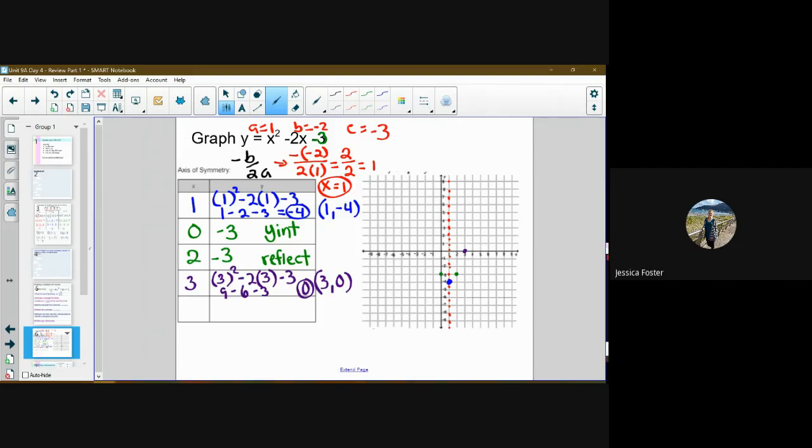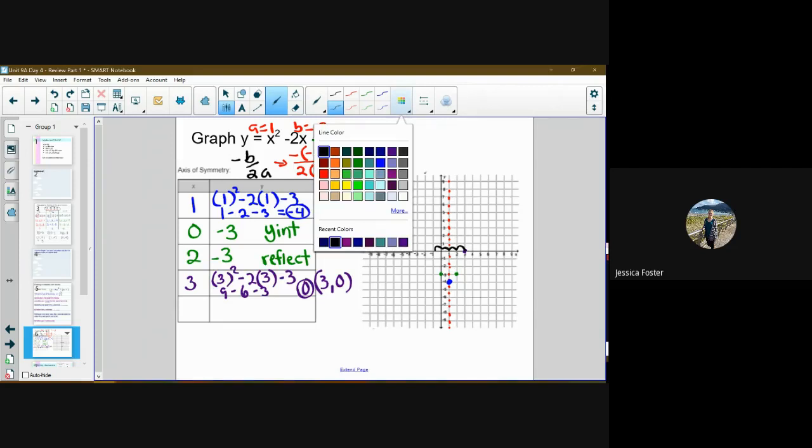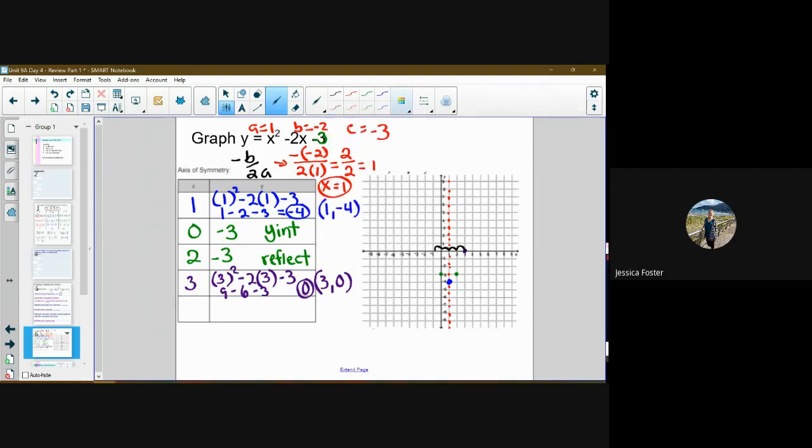All right, last thing we have to do is we're going to reflect it. So we've got 2 away from my axis of symmetry to the right, so we'll go 2 to the left. And that's how I'm going to get my last point right here. Looks like it's at (negative 1, 0), which is my other root.